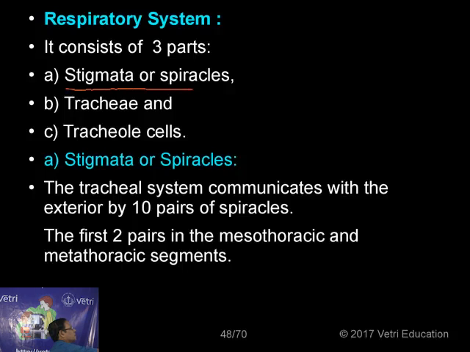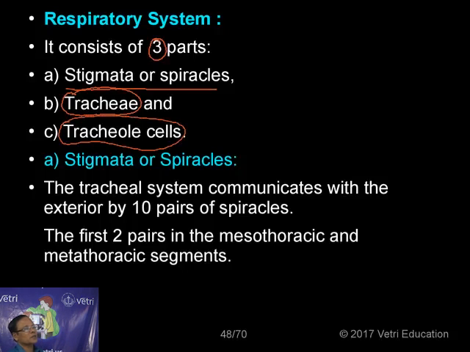They are called the stigmata or spiracles. So we have three components in the respiratory system. One, stigmata or spiracles; two, a system of tubes, what is called trachea. The trachea is branched into many minute branches, and each branch ends in a single cell, called a tracheal cell. So we have spiracles or stigmata, a tracheal system in the form of tubes, and a single cell connected to each and every cell. That is called the tracheole.